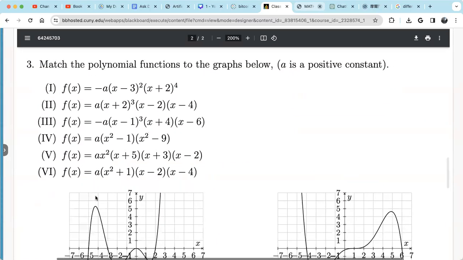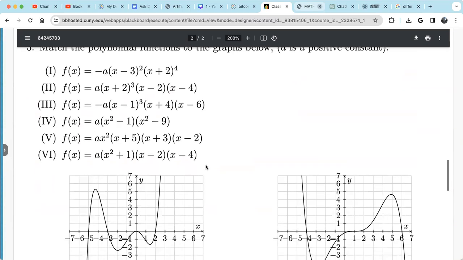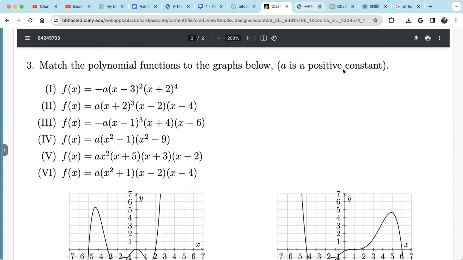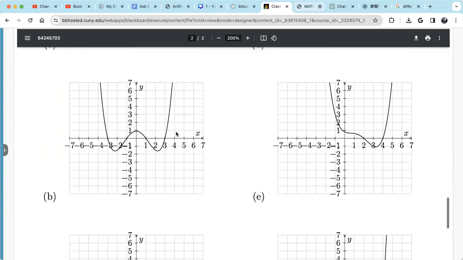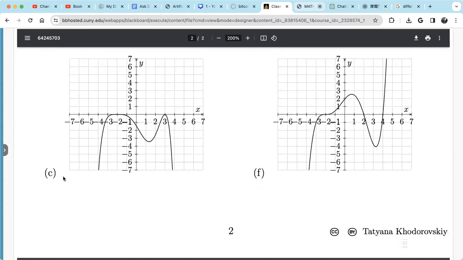Let's see 3. We want to match the polynomial functions to its graph. So how do we do that? Let's see the first one, i. A is given as positive constant. All right, so a is positive, negative a is negative. So this one has a negative leading coefficient and degree is 6. So we know that end behavior is 2 hands down, right? So we're looking for 2 hands down. That's it, only C. Only C can be i, right?